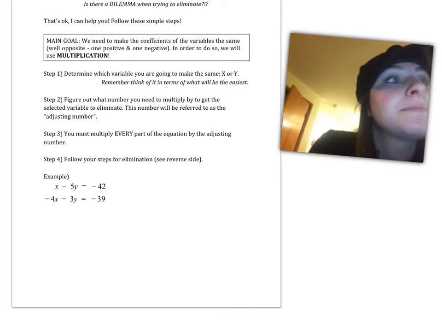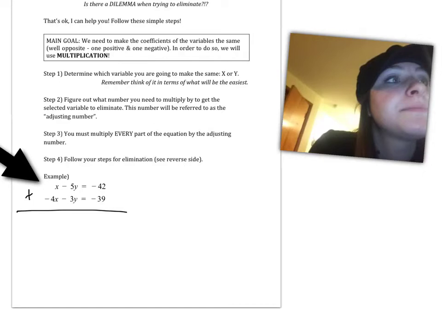Okay, so take a look. Notice in my question, x minus 5y equals negative 42, and negative 4x minus 3y equals negative 39. You'll probably notice something a little different when you look at this question. If I were to add down right now, nothing eliminates. None of the variables will go away.